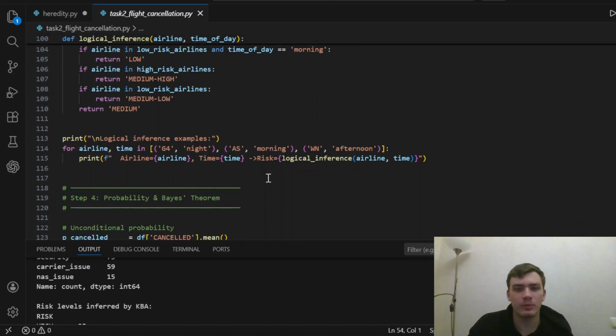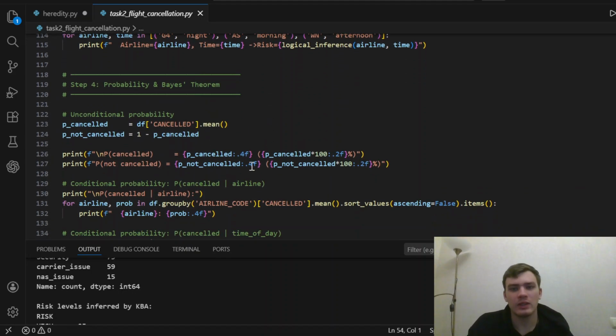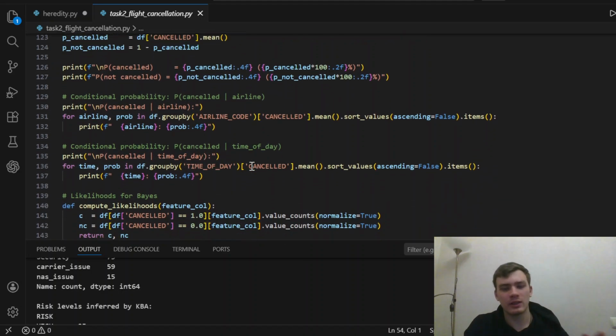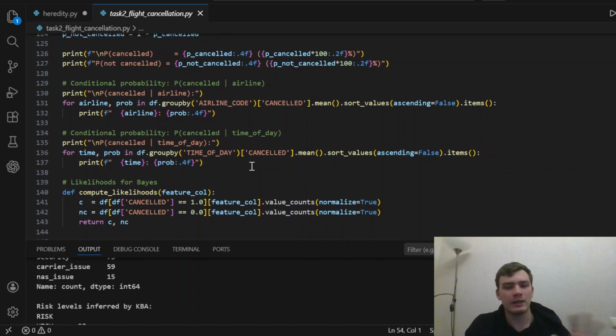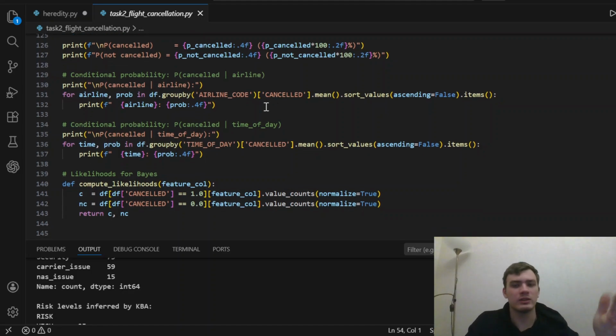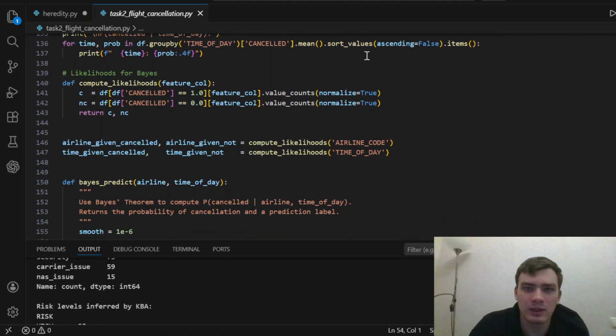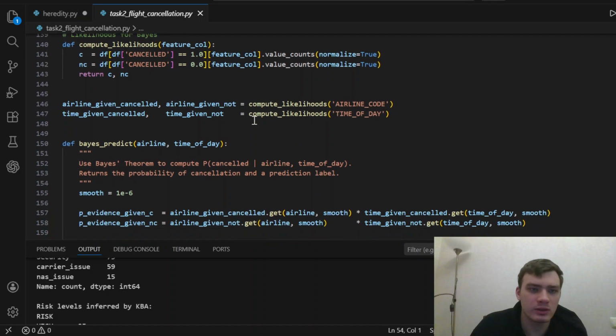The second component is Bayes' theorem. It answers the question: what is the probability of cancellation given that we know the airline and time of day? So by Bayes' theorem, the probability of cancellation given the evidence equals the probability of the evidence among the cancelled flights, multiplied by the base cancellation rate, divided by the total probability of the evidence. Here is how it looks.